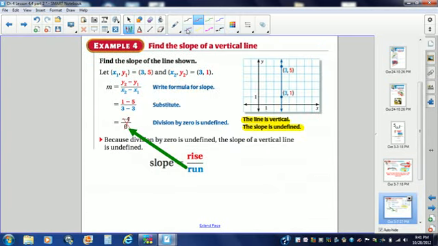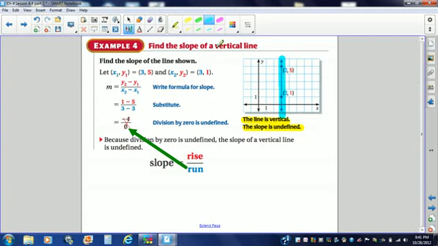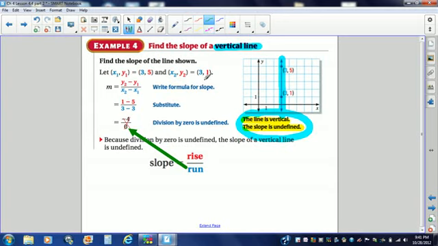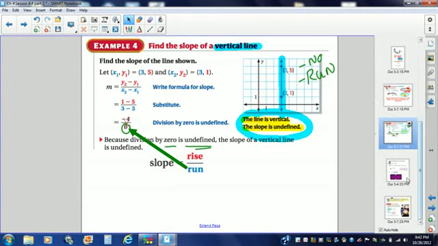Next new item, write it down. If you have a vertical line, the slope is undefined. Vertical line, slope is undefined. Mathematical reason, too bad. You're going to get it anyways. There is no run. It does not go side to side. Since there is no run, we put a 0 in. We say in math if the denominator is 0, it's undefined. There you go. Horizontal and vertical.